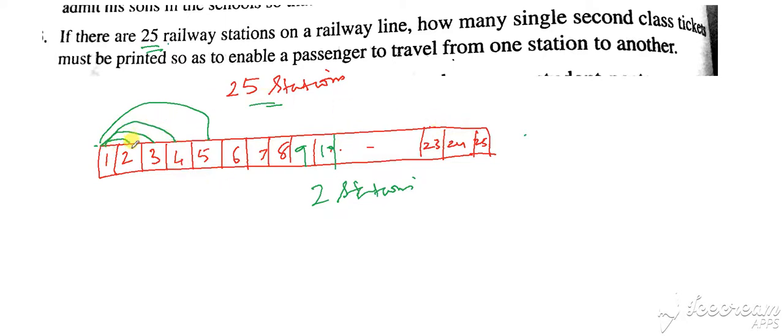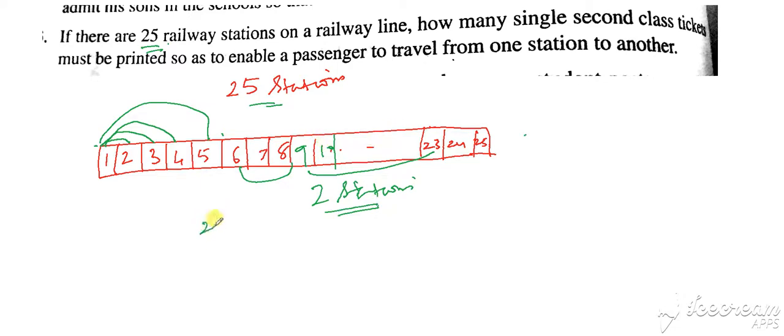Similarly, he may get in at the second station, and he may get down at station 6, or maybe at station 5, like this. For example, he can start at 6 and get down at 8, or he can start at 9 and get down at 23. So at any cost he has to choose two stations out of these 25.